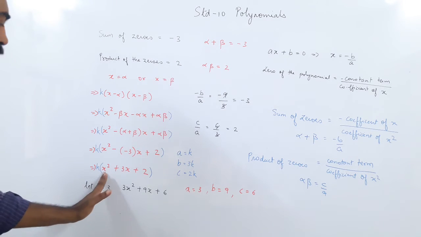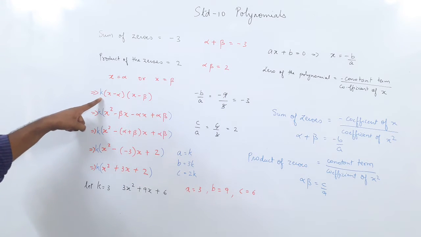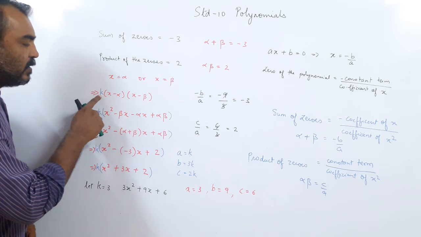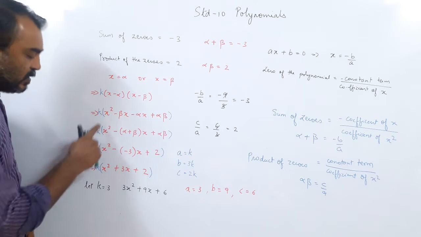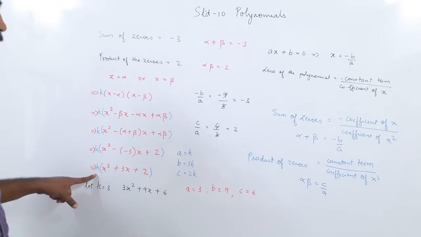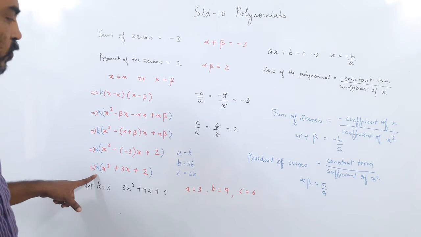So what I do, I find the polynomial like this. I have to always put the k here. So remember, x equal to alpha, x equal to beta, then k, x minus alpha, x minus beta. The k should not be removed, the k has to be mentioned. The answer lies with the k. I hope you have followed.